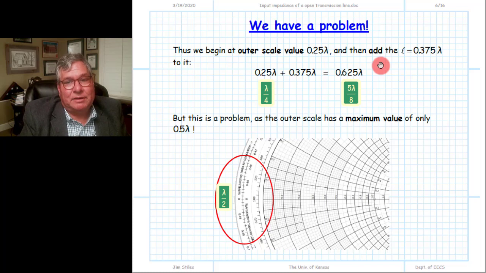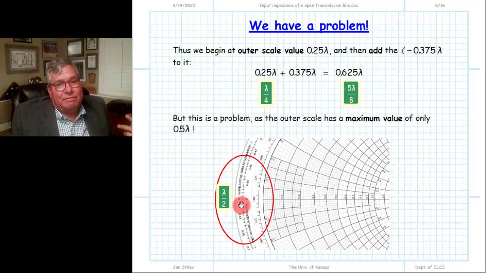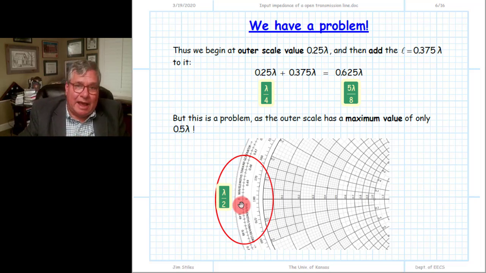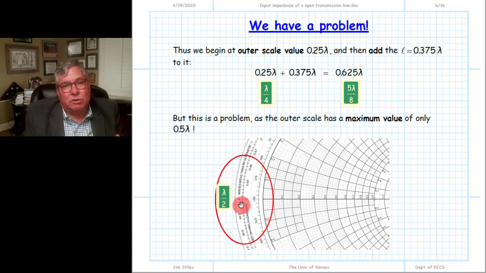The problem is there is no outer scale value of 0.625 lambda. What we find is the largest value we run into is 0.5. We start at 0 and rotate all the way around the Smith chart, and we come to a value of 0.5, or half lambda. And of course we know that as we move a half wavelength along our transmission line, then we are moving 360 degrees around our complex gamma plane. The reflection coefficient function is periodic with respect to lambda over 2.